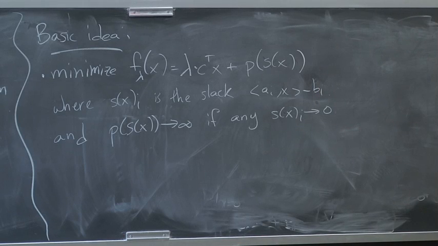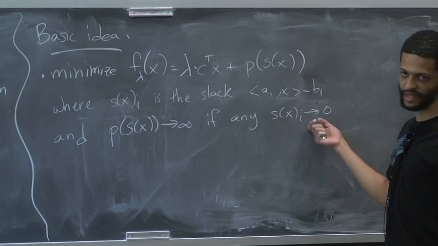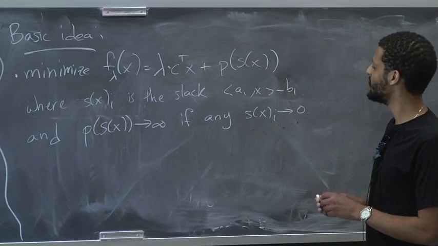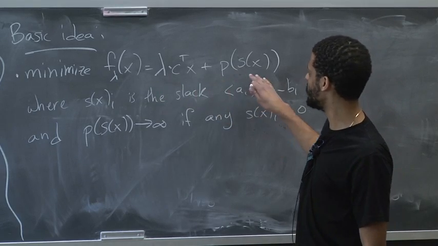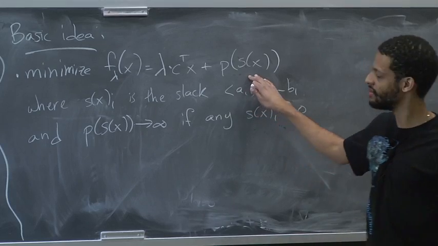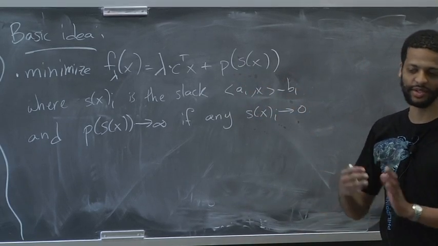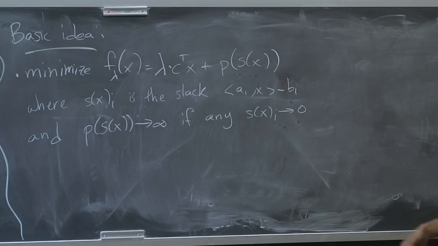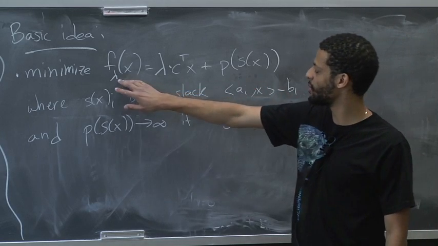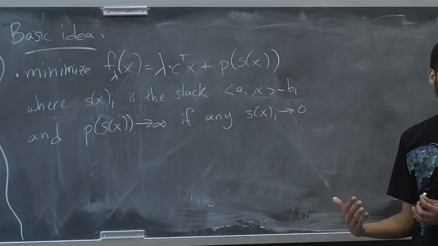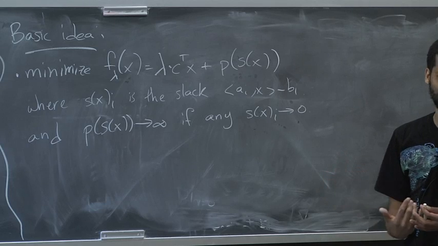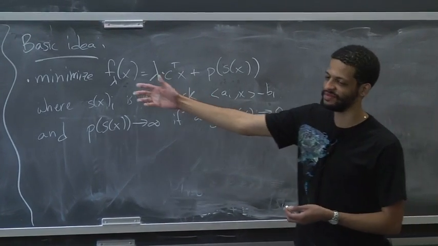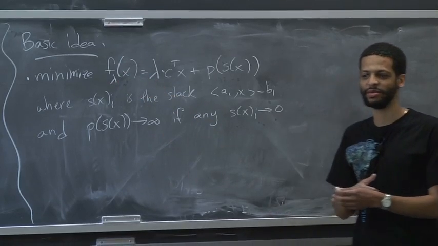The point is that if any of the s_i(x)'s are 0, that means you're right up on the boundary of the feasible region. By penalizing the objective function with this barrier, this P is called a barrier function because it's a barrier preventing you from getting too close to the boundary. You're ensuring that the optimal x stays well in the interior of the feasible region, and that's why it's called an interior point method. You basically keep track of points interior to the feasible region.